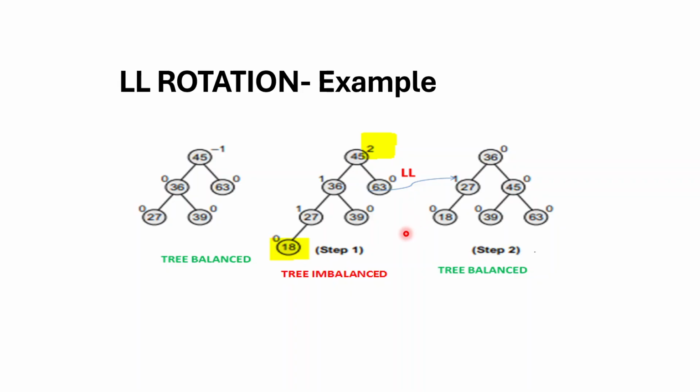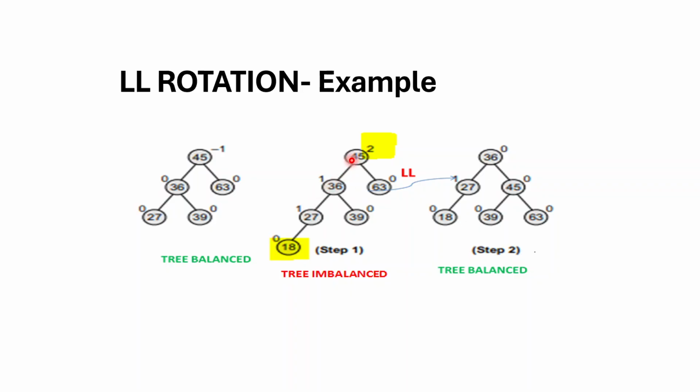So now what will we do over here? If you observe, 45, 36 and 27. Always for rotations, we will consider only three nodes. This is the node which is imbalanced, right? The left side is very much larger, and the right side is only one. So we should take the left side. So 1, 2, 3 nodes have been taken: 45, 36 and 27.